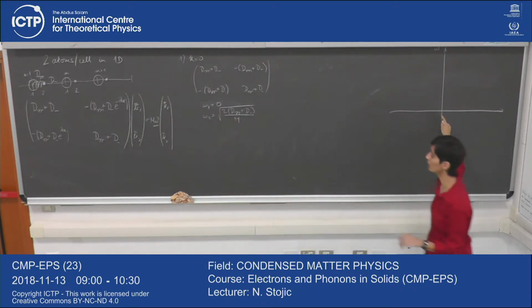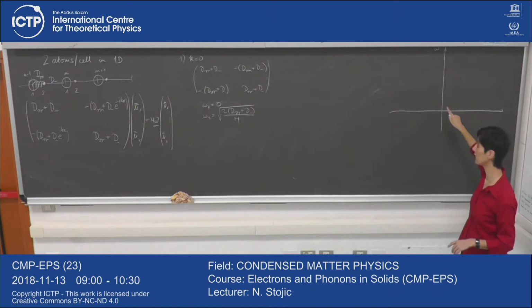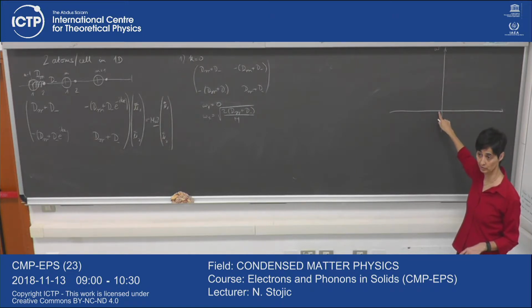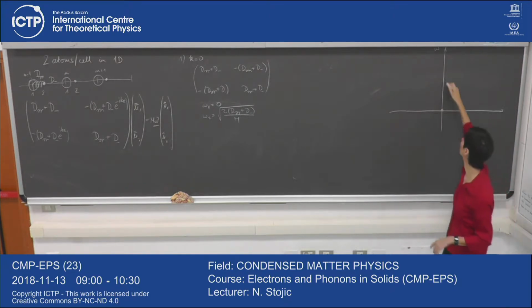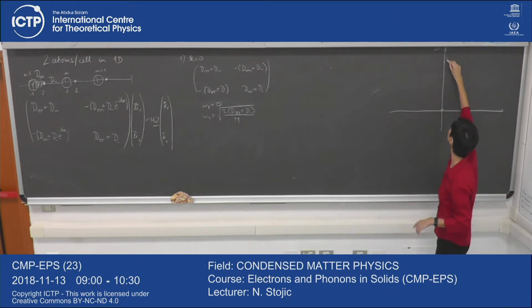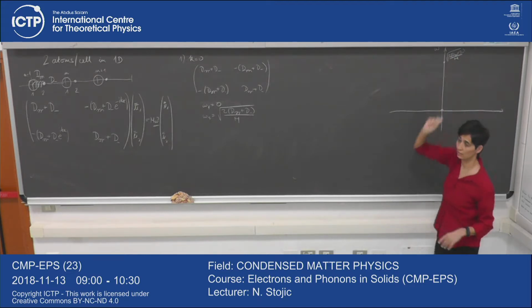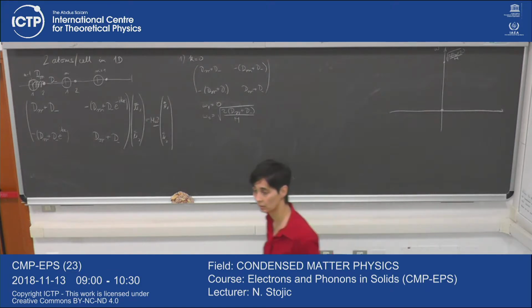So, at k equals 0, we have two solutions. At omega 0, and a higher value, the square root of D strong plus D weak over m. Now we are getting a different mode. So at the gamma point, it can oscillate, vibrate with these two frequencies.